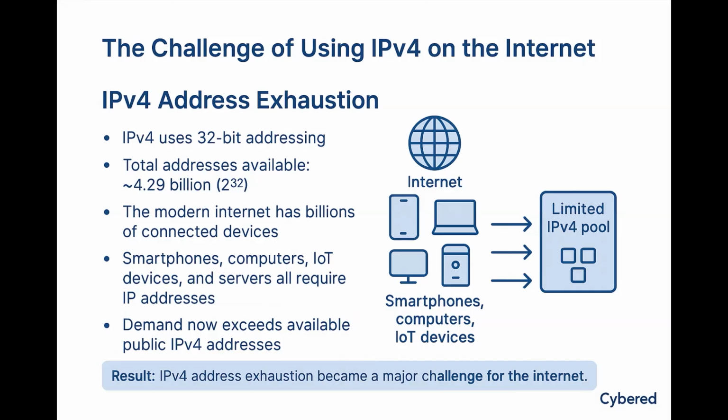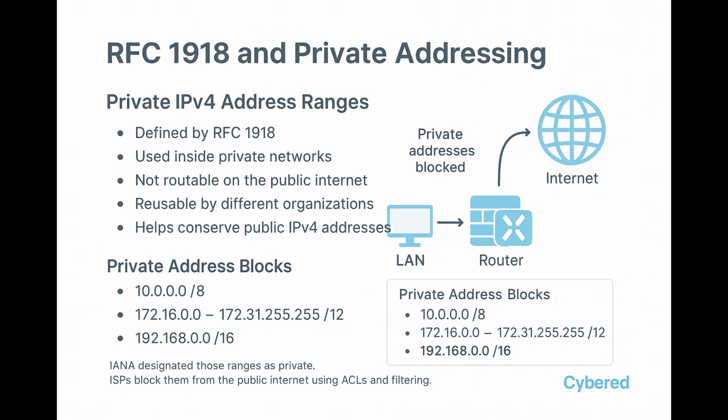available public IPv4 addresses. To solve this issue, RFC 1918 defines three private IPv4 address ranges that are used inside private networks, are not routable on the public internet, and can be reused by different organizations. These private ranges allow organizations to assign internal IP addresses without consuming public IPv4 space. The Internet Assigned Numbers Authority designated these ranges as private and non-routable. Internet service providers block them from entering the public internet using security mechanisms such as access control lists.